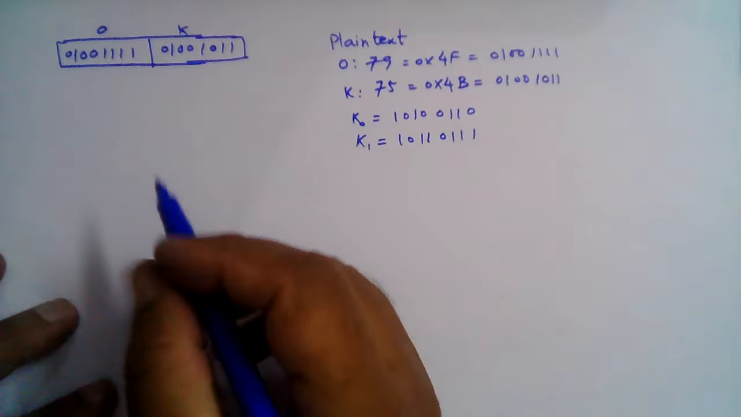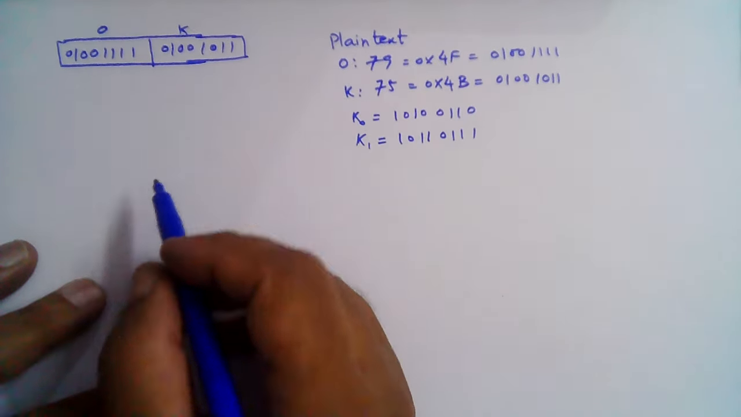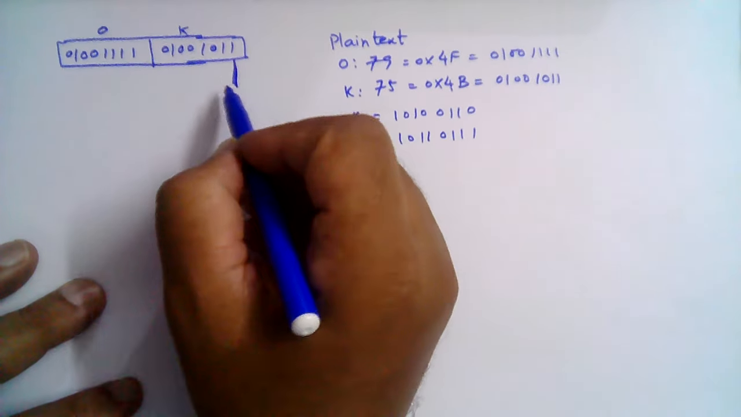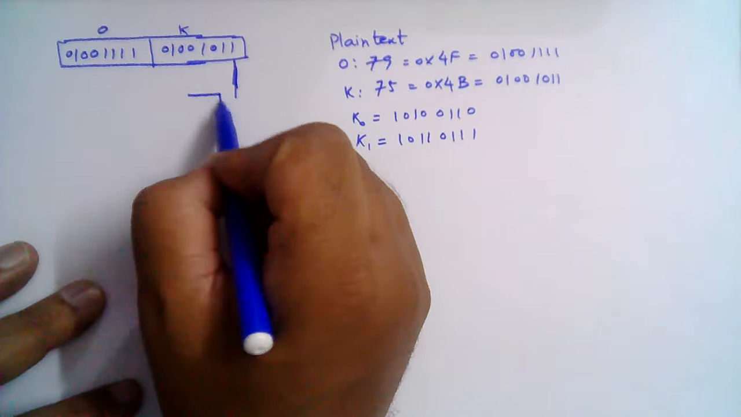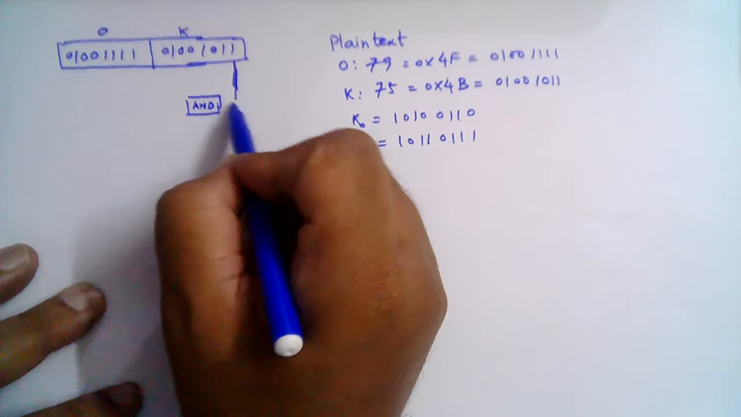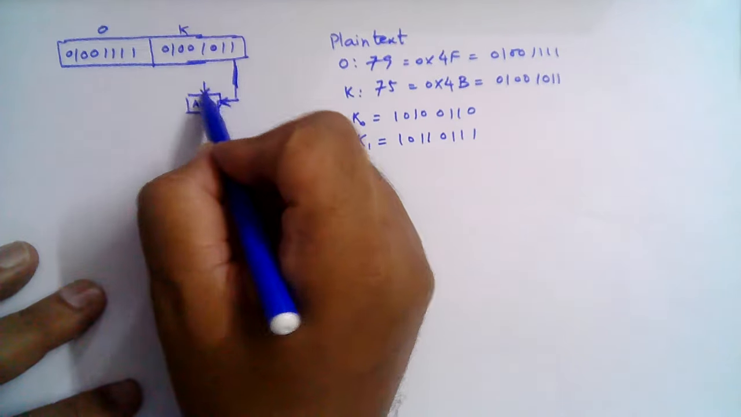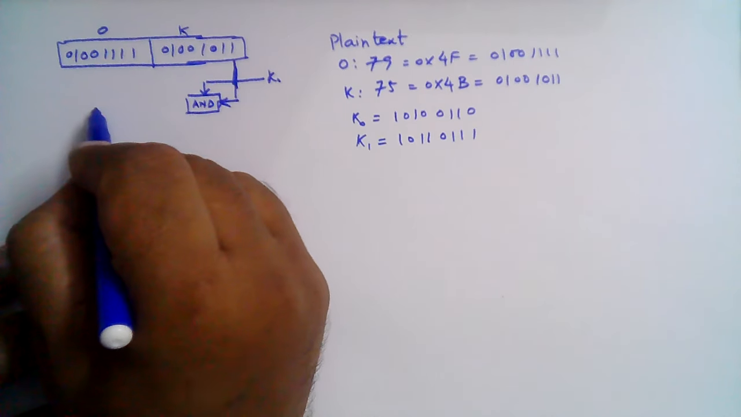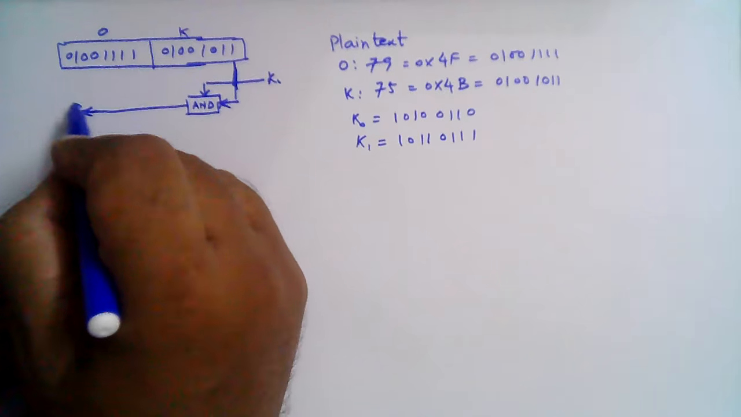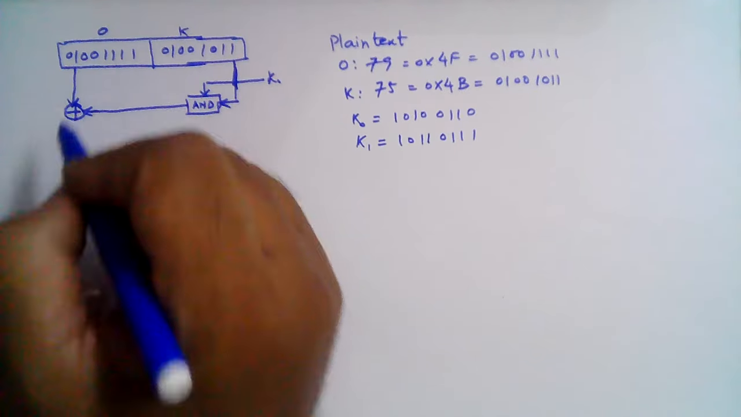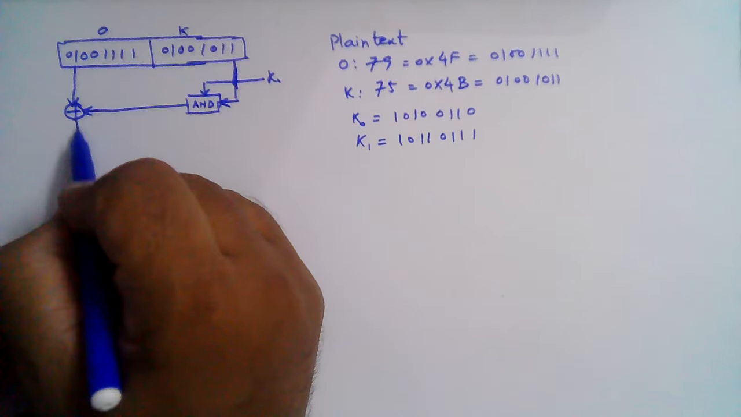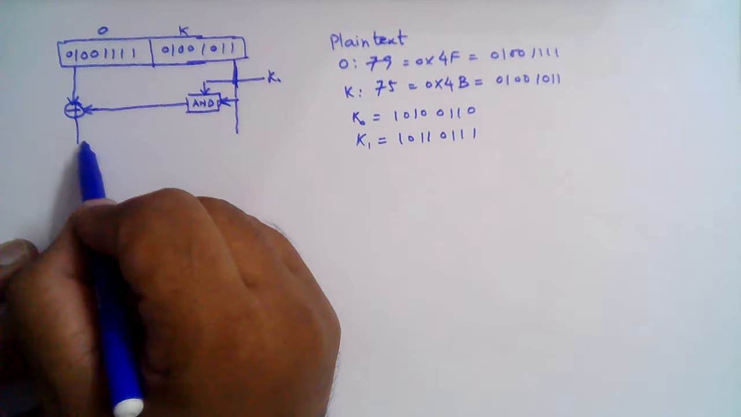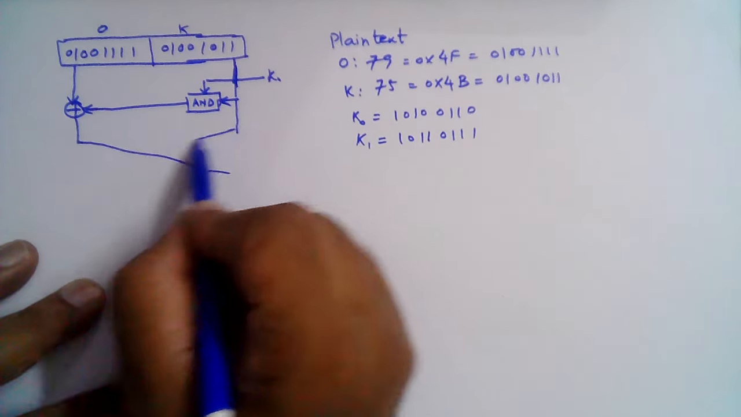So now the encryption process. Let's go through that. So this is going to a function f, which is the AND operation here. So this is AND, right? And along with the key K naught, right? And the output of this AND will be fed to an XOR operation, right? And the output will be swapped, right? Like this.